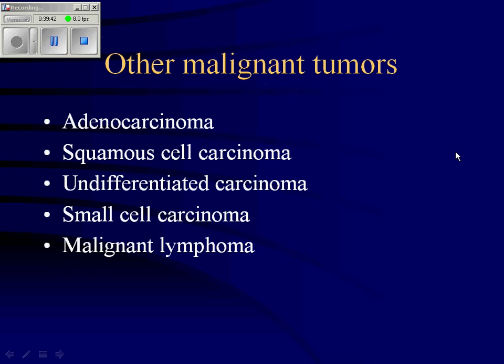Other malignant tumors. So you get your adenocarcinoma NOS, where it just looks like an adenocarcinoma anywhere else. Squamous cell carcinoma, same deal. Looks like squamous cell carcinoma anywhere else. Undifferentiated carcinoma, that just means it's ugly and I don't know what it is, except it's not a sarcoma. Small cell carcinomas can happen anywhere, including here, and malignant lymphomas as well.